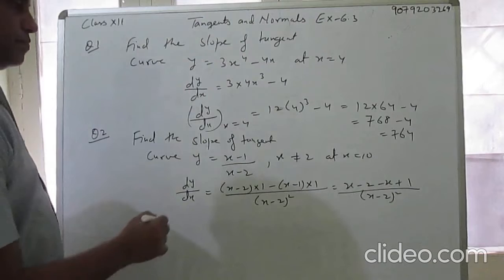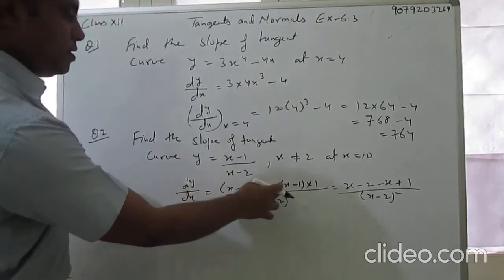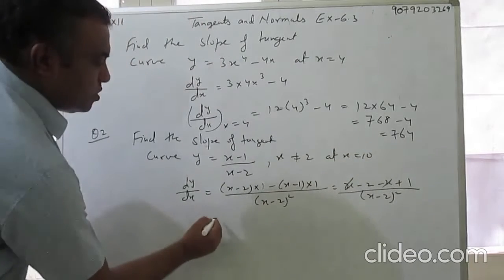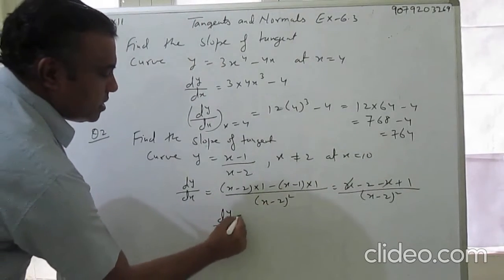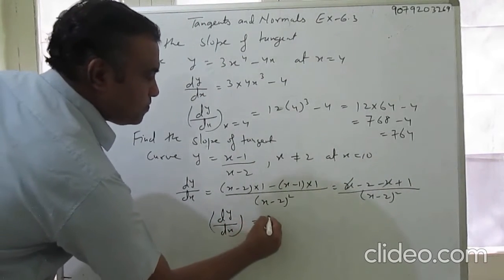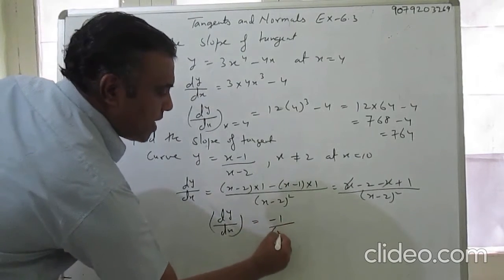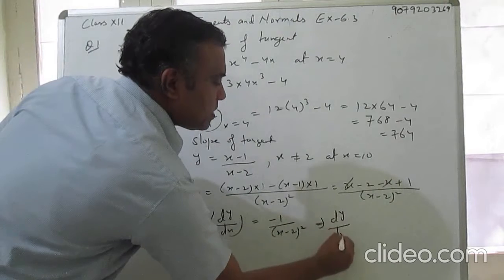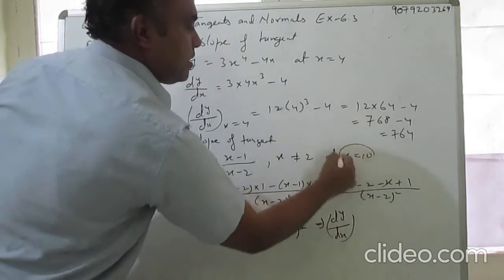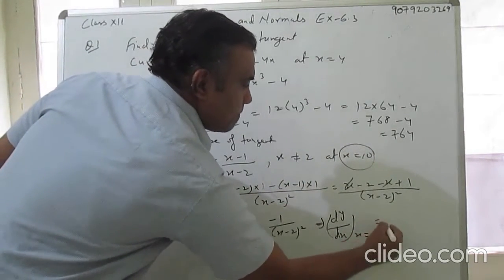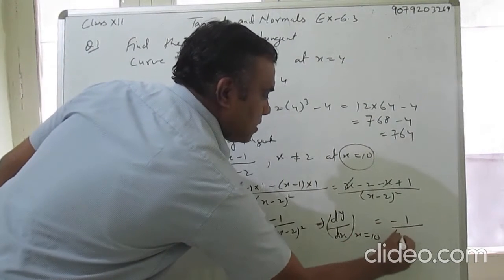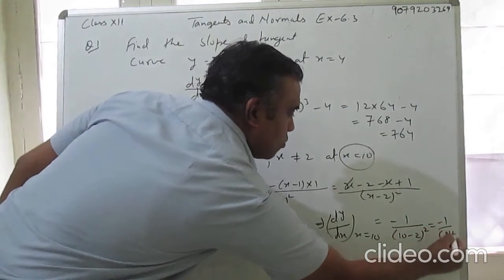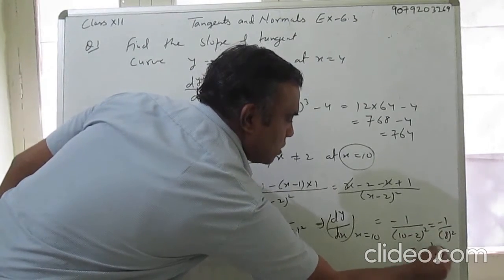Now see here, this x and x cancelled out and minus 2 plus 1 is minus 1. So dy by dx is equal to minus 1 upon x minus 2 whole square. So dy by dx at x is equal to 10 is minus 1 upon 10 minus 2 whole square. It means minus 1 upon 8 whole square. It means minus 1 upon 64.